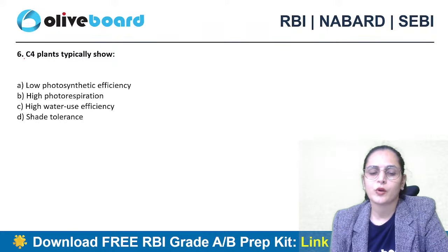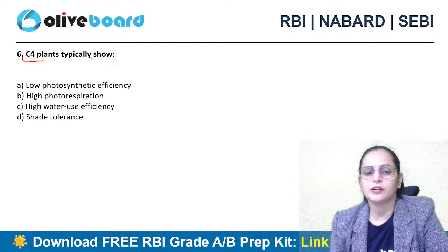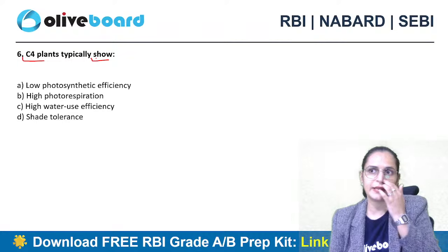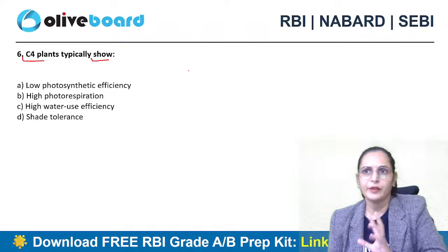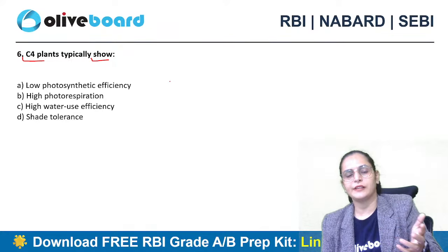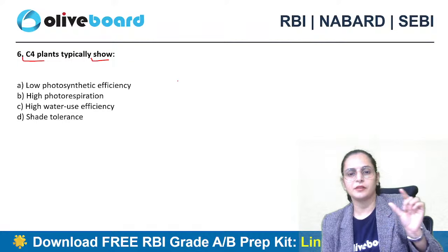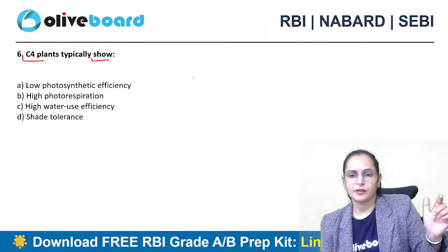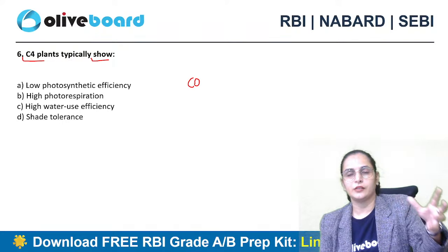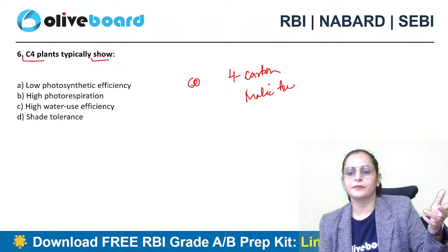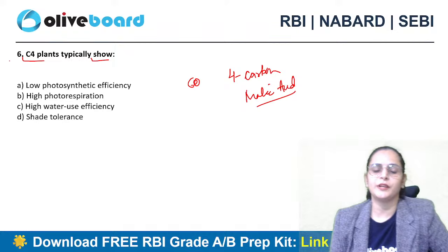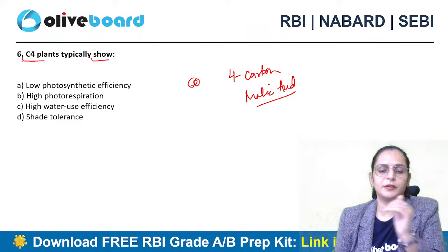Now let's talk about the C4 plants. So what is a characteristic feature of the C4 plants? When the carboxylation occurs, the first carbon product that will be formed when they undergo the photosynthesis process will be a 4 carbon product. Okay, so that can be the malic acid. Right, so you have to mention what is the right statement about it.